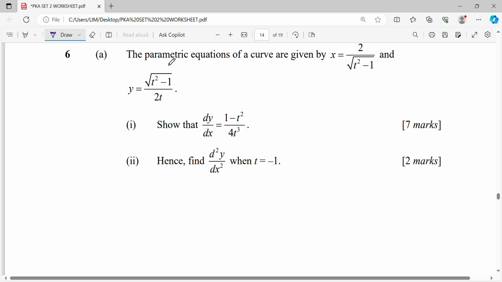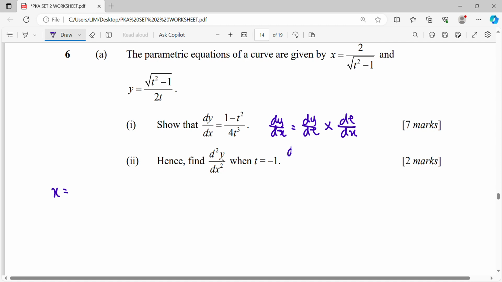Okay, so given the parametric curve here, x equals 2 over the square root of t squared minus 1, and y equals the square root of t squared minus 1 over 2t. To find dy/dx, the parametric formula, always remember the parametric differentiation formula is dy/dt times dt/dx. When you want to reach the second derivative, always remember you must multiply back with dt/dx. Don't just differentiate one time only.